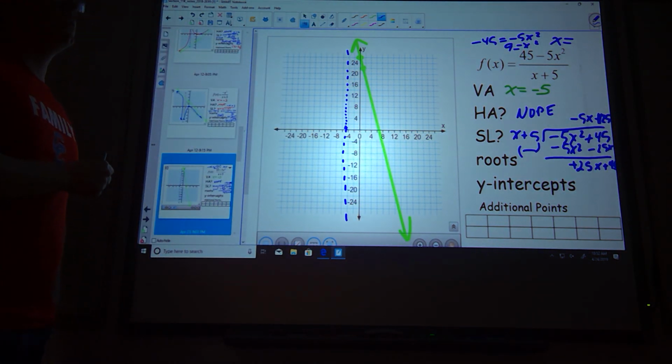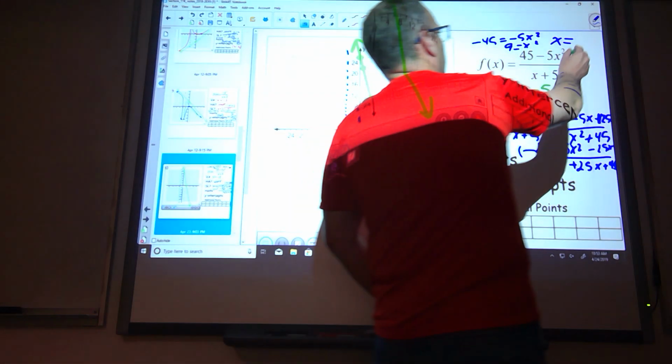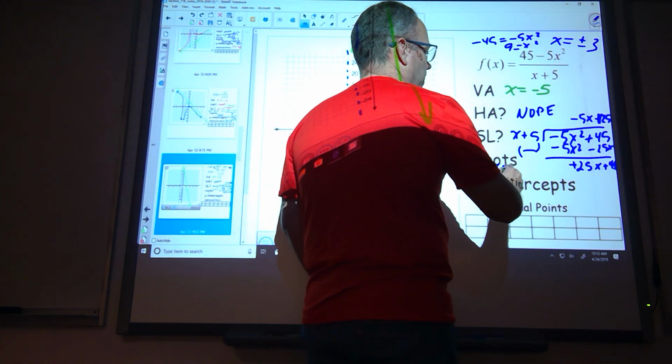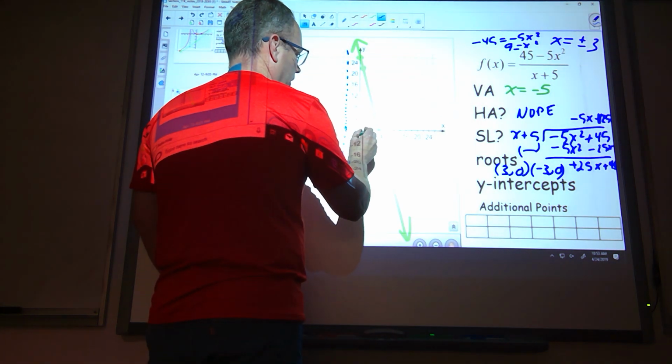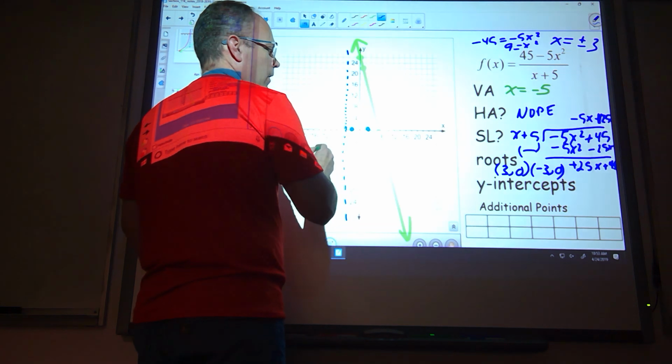So as I'm on the roots, what's the answer? If I have 9 equals x squared, I take the square root of both sides. Do I get 1 or 2 roots? Come on, what did you always forget to put in on Algebra 1? And then you always got to take plus minus, thank you. So plus or minus 3. So I have 3 comma 0 and negative 3 comma 0. So 3 comma 0 is about right there, and negative 3 comma 0 is right in there.